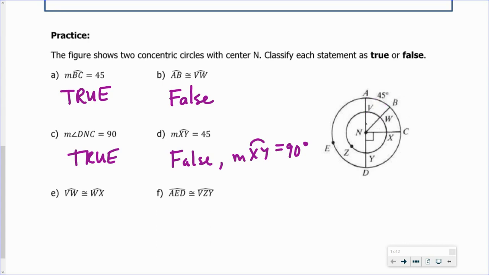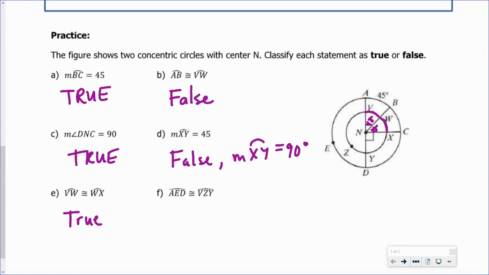Next, VW is congruent to XW. Well, if you remember earlier, we said that these central angles are both 45, which means that these arcs are both 45. And those arcs are in the same circle. So this one would be true. Those arcs would be congruent, which satisfies the definition that we talked about earlier and also the theorem that we talked about earlier.